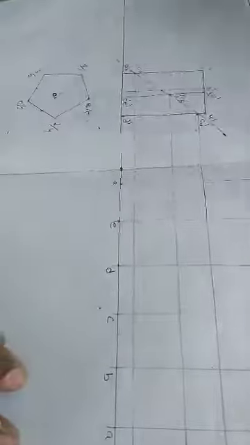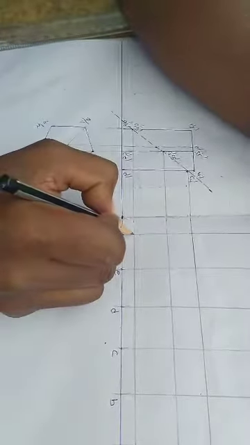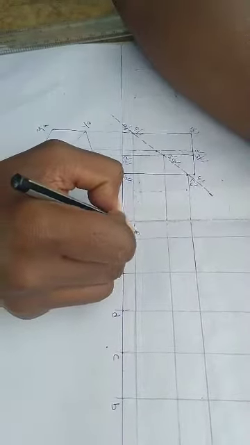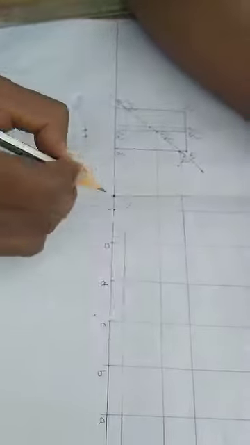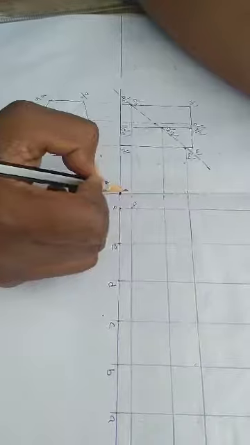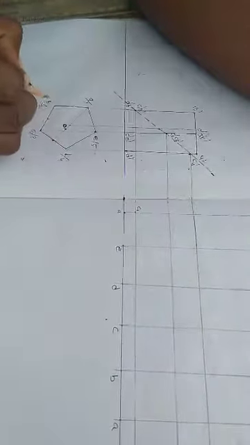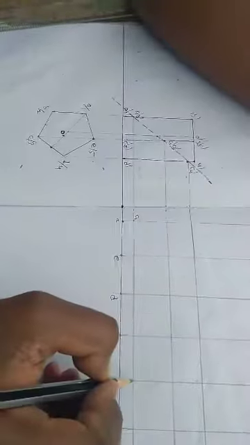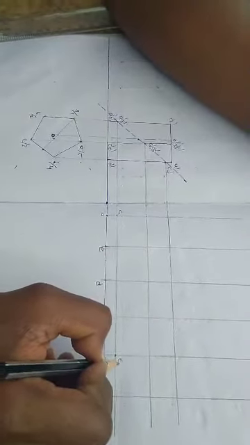Here we have C1 at A. This is not the top view, this is the unfolded surface. When you mention C1 dash or C2 dash it is not important, just mention C1. The next, from B we have C2.